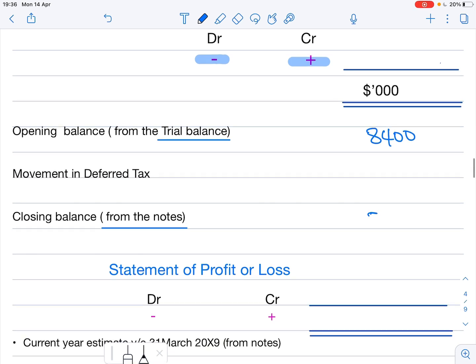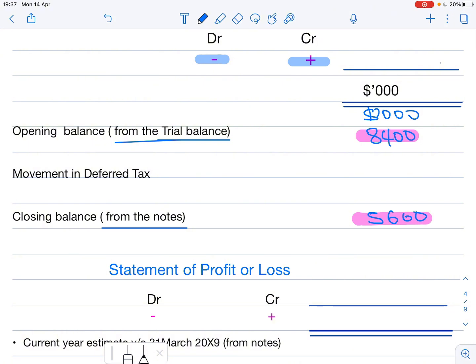We'll drop it in. Now don't forget what I said. The opening balance you are picking from the trial balance, and the closing balance of deferred tax you are going to pick from the notes. So this 8.4, we picked from the trial balance, and this 5.6, we picked from the notes. What notes? Note 4. All right, so we are setting up the accounts. What other things do we need?